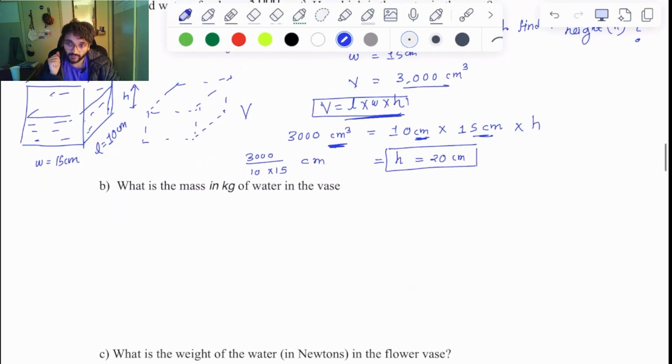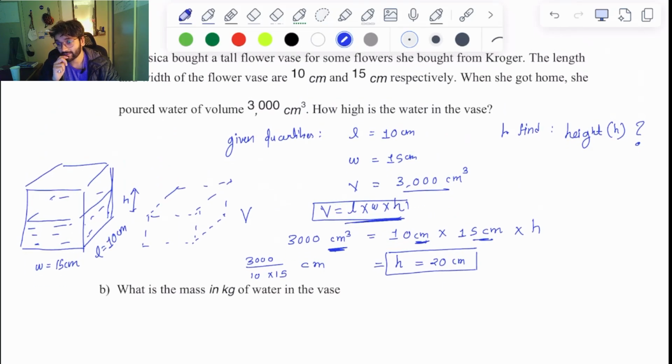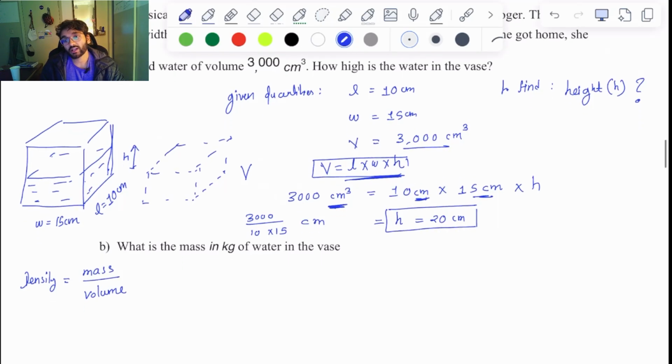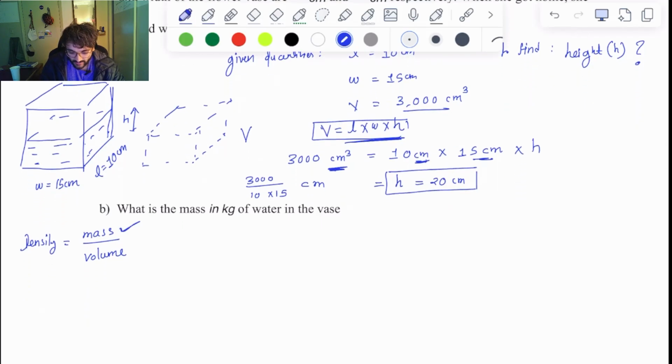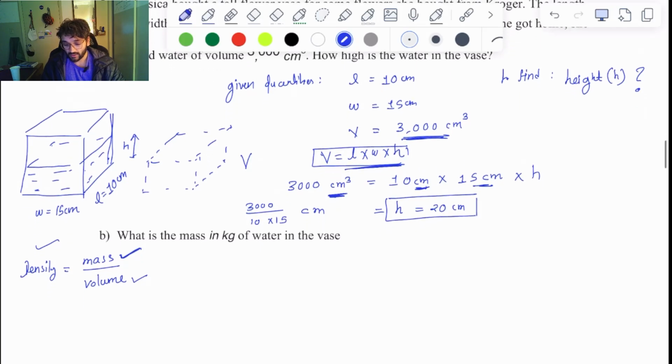Part B for question 5 is: what is the mass in kilograms of water in the vase? So this is about using the formula density equals mass over volume. I can know the mass if I know the volume and if I know the density. I know the volume. Volume is 3000 centimeter cube. That's given, right?